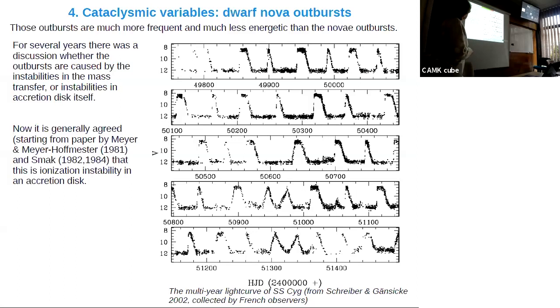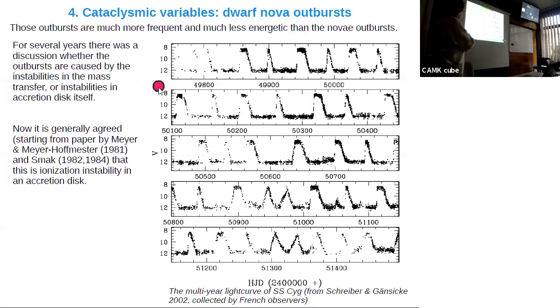But now I mentioned that there is one more class, which is known as dwarf novae outbursts. And this is something which is absolutely unrelated to thermonuclear flashes, which should happen also in those systems, but this is not what we know in those systems. In those systems, we see very frequent outbursts every, I don't know, several weeks, whatever. They are pretty regular, although they are not quite identical. They are much, much less bright, orders of magnitude less bright than novae eruptions.